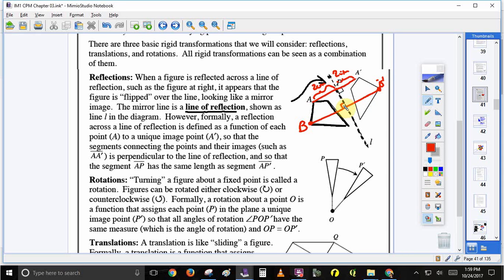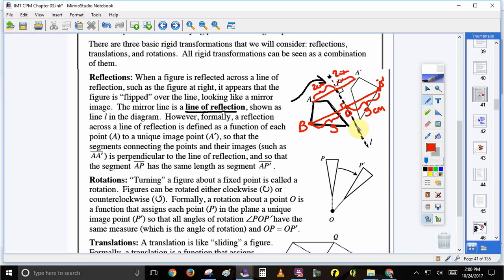meaning it crosses at 90 degrees to my line of reflection, then, and let's add another point here. Why don't we call this D? So BD, this length here, would be the same length as DB prime. So if this length was, say, I don't know, we're just making stuff up here, 3 centimeters, then this length would also be 3 centimeters. So they're all equidistant from that line of symmetry.